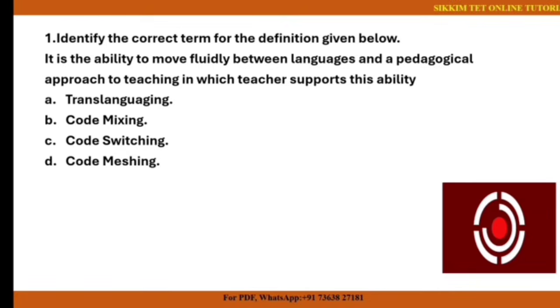In our first question, we have identify the correct term for the definition given below. It is the ability to move fluidly between languages and a pedagogical approach to teaching in which teacher supports this ability. So, यो termलाई define गर्नको लागि there are four options given below. So, first one is translanguaging, second one is code mixing, third one is code switching, and the fourth one is code meshing. So, to answer this question, I'll give you a 10-second timer.